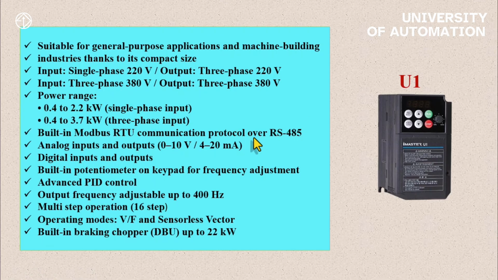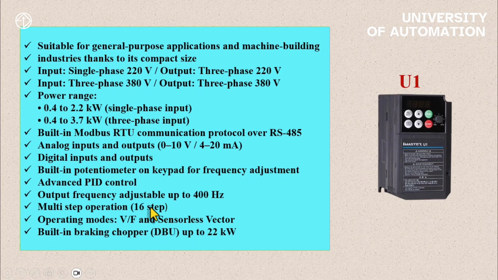It has an RS485 network built in, so you no longer need to use an option card. It has analog input and output, both voltage and current types, digital input and output, as well as relay and transistor outputs. It's available on the keypad. This inverter also has a built-in potentiometer, so you can adjust the output frequency, and there's no need to use an external potentiometer. The output frequency of this inverter can be adjusted up to 400 Hz, and its multi-step function allows up to 16 steps. You can use it for its multi-step capability.